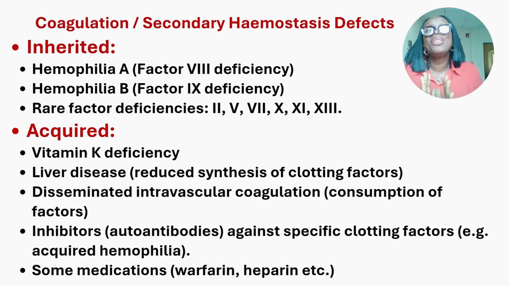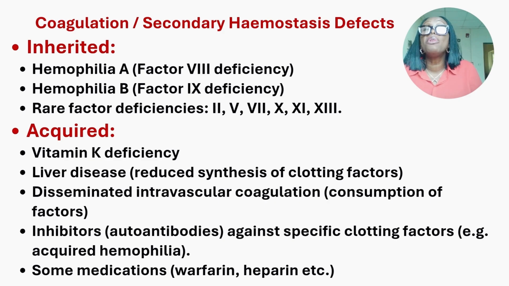Let's have a closer look at coagulation or secondary hemostasis defects, defects that can occur in the coagulation cascade. Like I said, this can be inherited or it can also be acquired. So let us look at the inherited one. We have hemophilia A, a disease that affects factor 8. It's just a deficiency of factor 8 that causes hemophilia A.